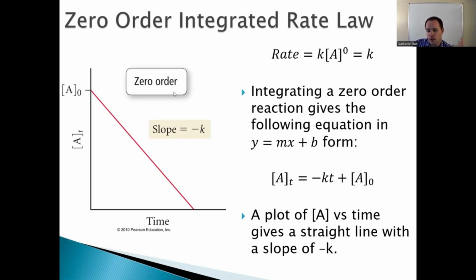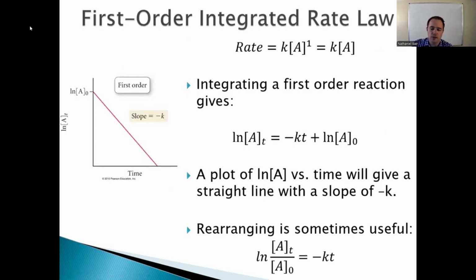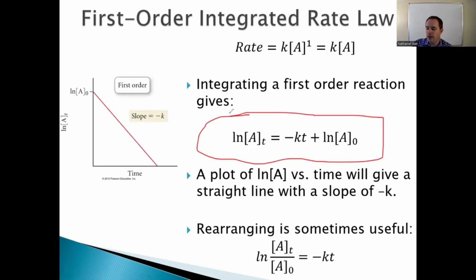What if something is first order? I would say first order is probably the most common order for a reactant. If something is first order, here's the equation that we use. The natural log of the concentration at time t is equal to negative kt plus the natural log of the initial concentration. Once again, slope-intercept form, y equals mx plus b. Zero order and first order have something in common. They're both negative slopes. So the slope for both a zero and a first order equation is going to be the negative rate constant. People tend to struggle with this one a little bit, maybe because of the natural logs.